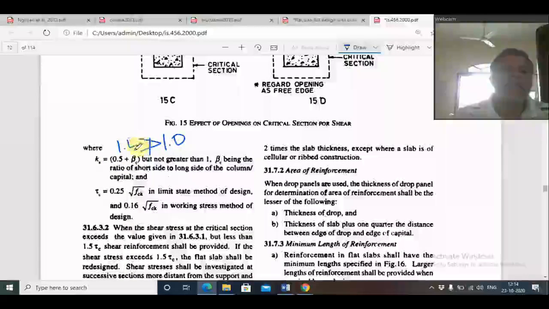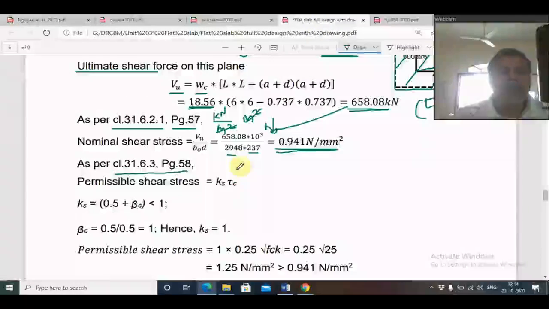The condition is it should not be greater than 1. Therefore, we have to use the Ks value as 1. Tau c, we are using the limit state design. Therefore, tau c is 0.25 into root fck, where fck is the characteristic compressive strength of the concrete. For M25, it is 25. So, permissible shear stress is Ks into tau c. Ks is 0.5 plus beta c. In no case should it be greater than 1. Beta c is 0.5 by 0.5 equal to 1.